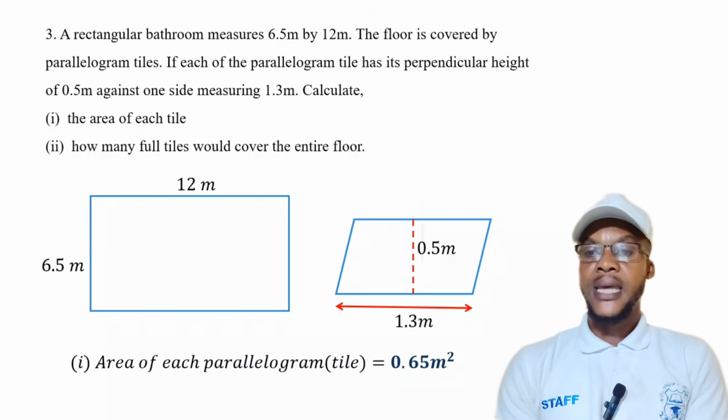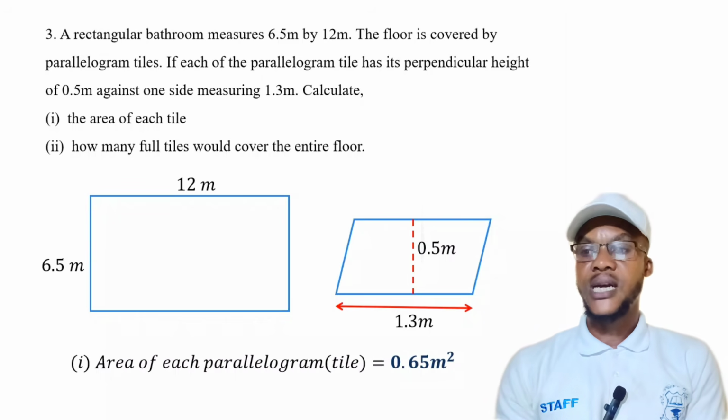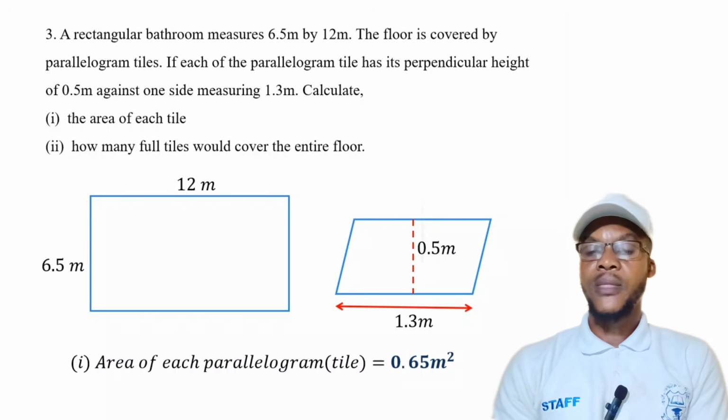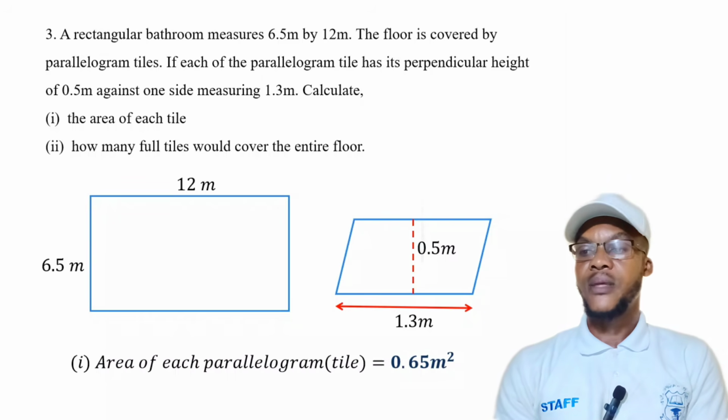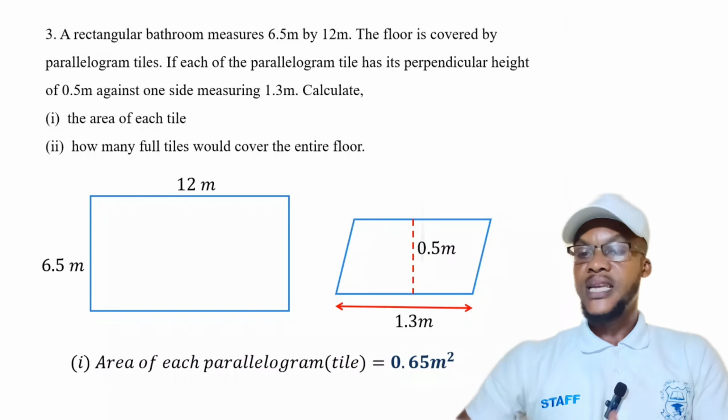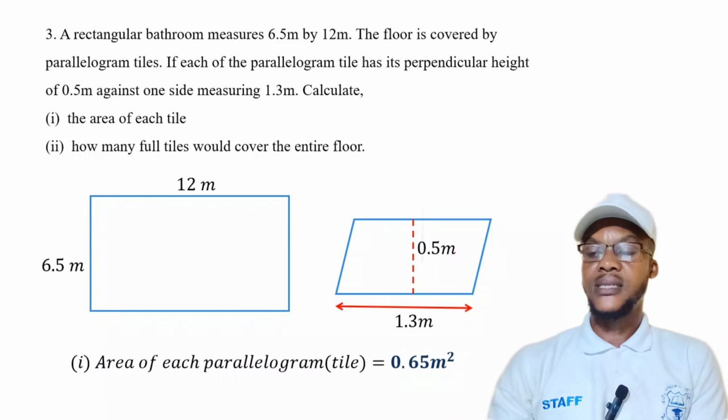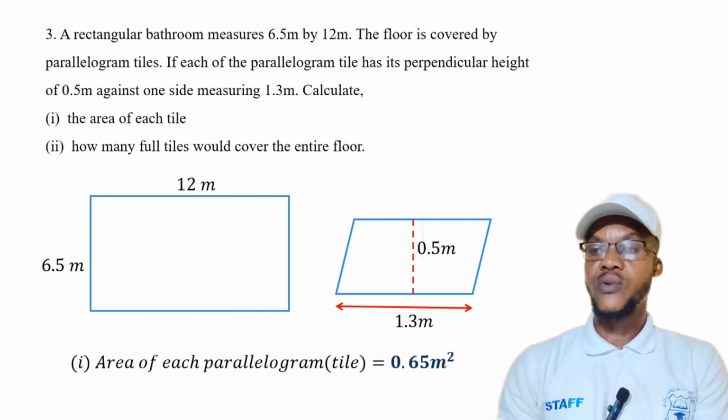Because we already calculated the area of each tile, we find the area of the rectangle, then we divide whatever we have by the area of each parallelogram. Yes, that is how it is done. Very, very simple. So when you get questions like this, my dear students, don't panic, relax, chill. You get it easily.